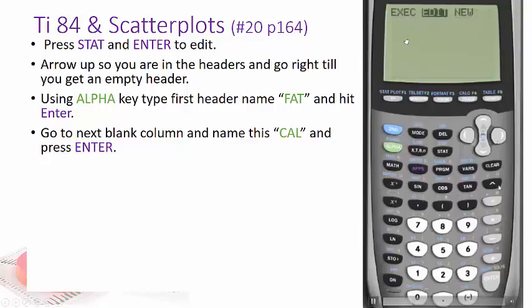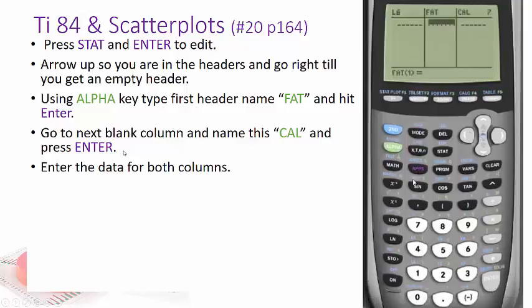Notice how it said exact. Just go ahead and hit edit there and make sure that you're entering it and editing it, and then use the alpha keys to put in CAL for calories. Okay, this, by the way, is number 20 from page 164 in your book. Okay, now we enter the data for both columns. So I'm just basically entering the data from that problem. We got 19 grams of fat, 31, 34, 35, 39, 39, and 43.